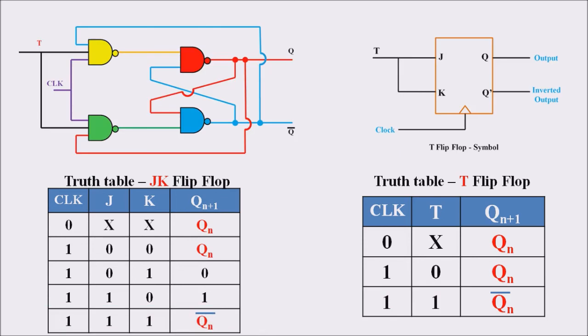So my dear students, this is the T flip-flop's circuit diagram, symbolic diagram, as well as the truth table. So as we mentioned, this T flip-flop is a subset or a subsidiary of the JK flip-flop with both of the inputs being the same. So my dear students, hope you had understood this topic.